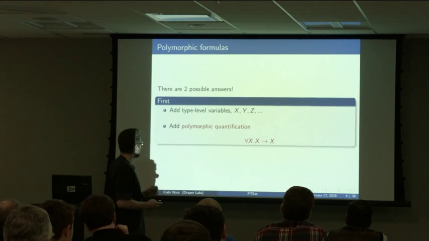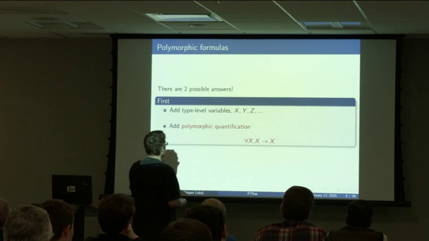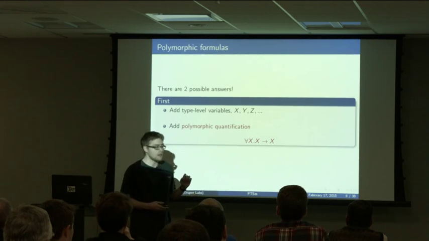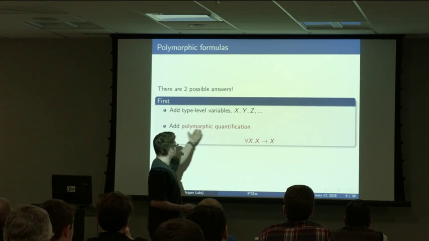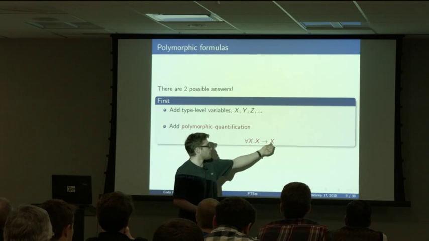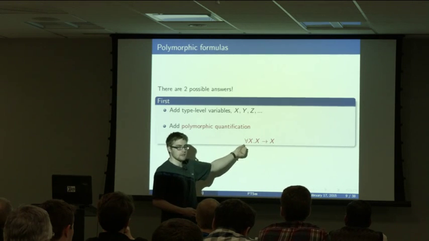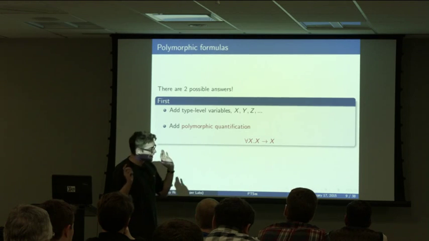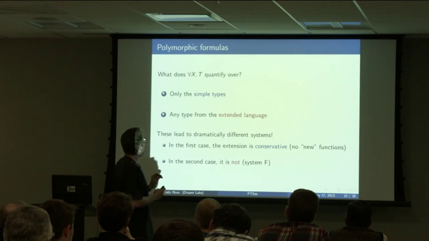You see where I'm going with this. The idea is to add variables at the type level, and then add some kind of quantification where we can say, well, the identity is x arrow x, but for any type x. All right, so far so good. Haskell has this feature. Haskell 98 has this feature.